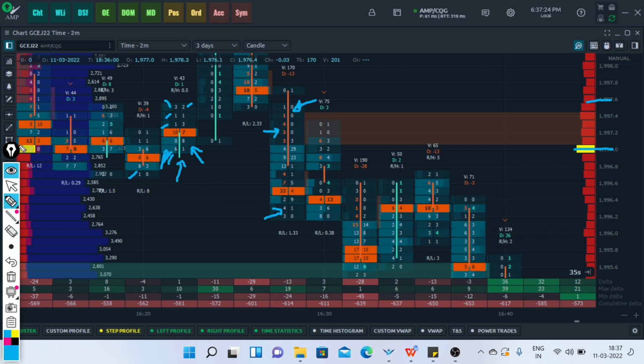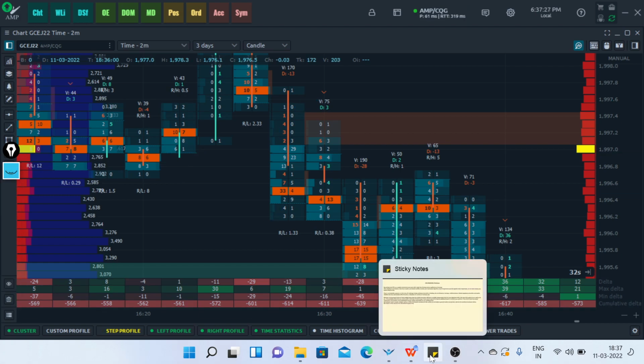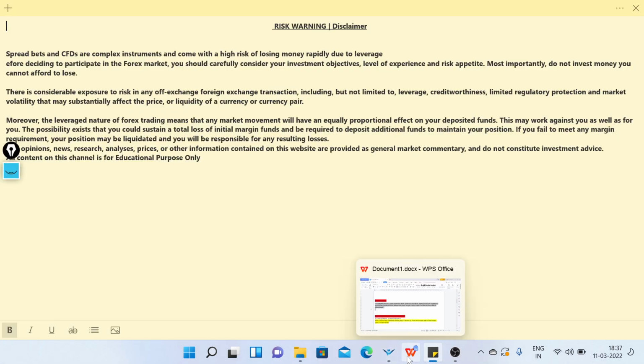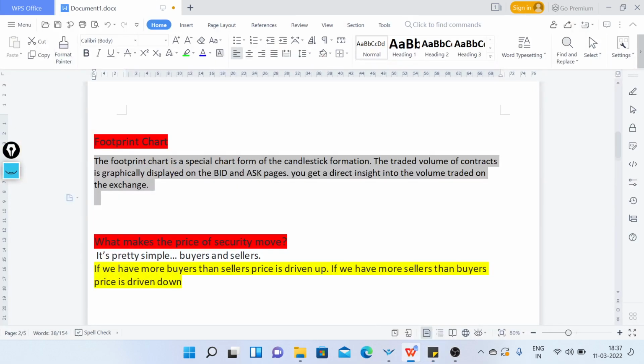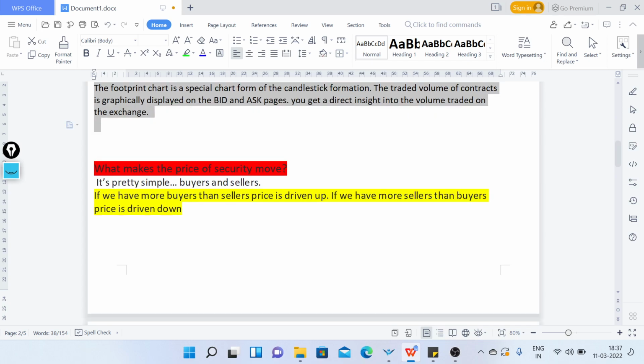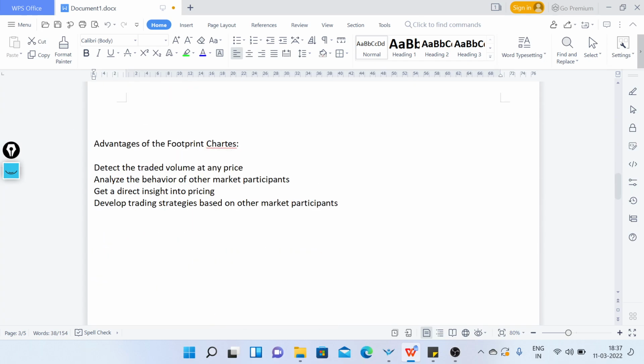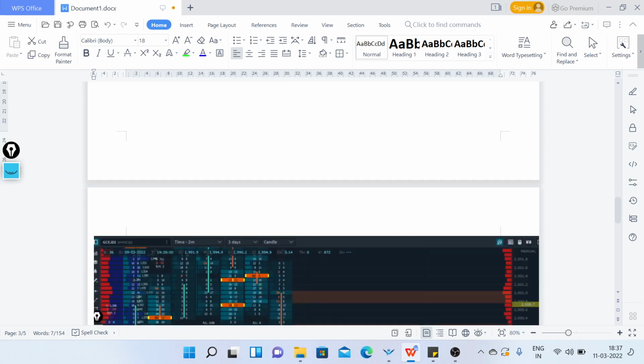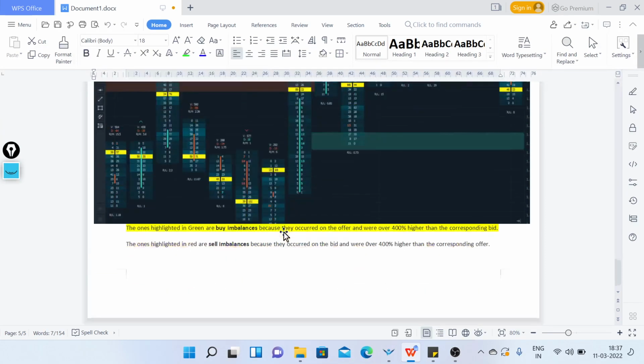Let me discuss the advantages of the footprint chart first, then I will go into detail on how I take entries with its help. As you can see, in the advantages, you can detect the traded volume at any price. Analyze the behavior of other market participants and get a direct insight into the pricing. You can develop a trading strategy based on the market participants. So what does this actually mean?